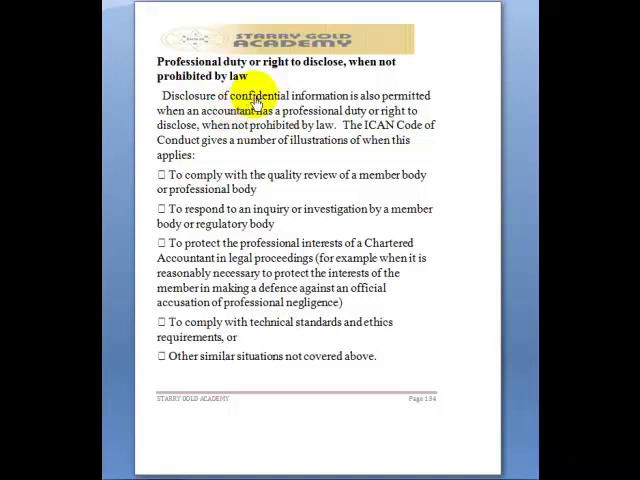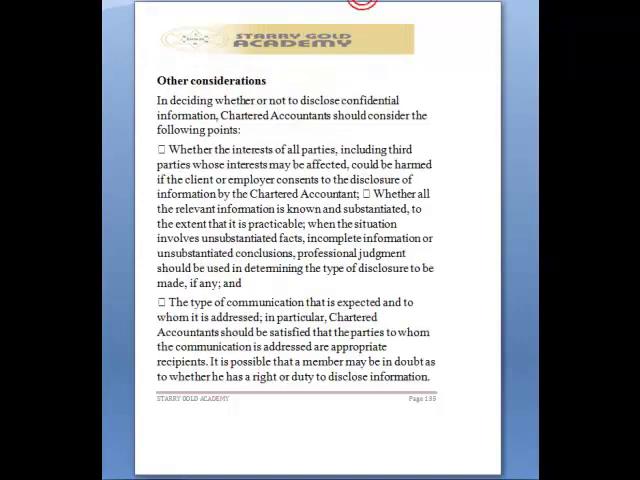For example, to comply with the quality review of a member body or professional body, you have to disclose. To respond to an inquiry or investigation by a member body or regulatory body like ICAN, you have to disclose. To protect the professional interests of a chartered accountant in legal proceedings, if somebody is suing you and you want to defend yourself, you have to disclose. To comply with technical standards and ethics requirements or other situations not covered above. These are other situations whereby the auditor can disclose confidential information.